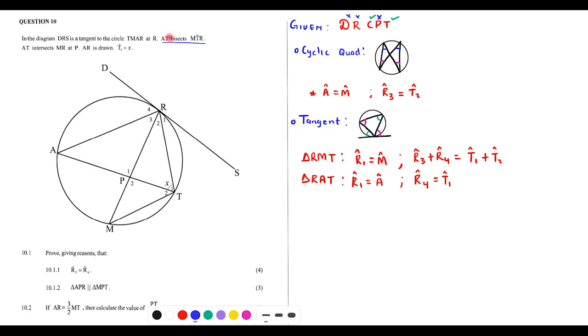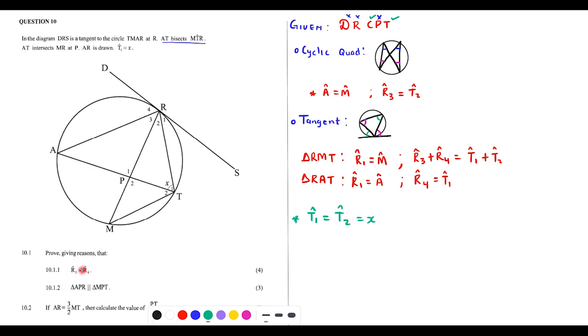Before we go there, the last thing that I also want to mention is, remember we were told that AC bisects MTR. So AC bisecting MTR would mean that angle T1 is the same as angle T2, right? And we know that angle T1 is also X. So this means that T1 and T2 are equal to X. Alright, so let's go back to the question.